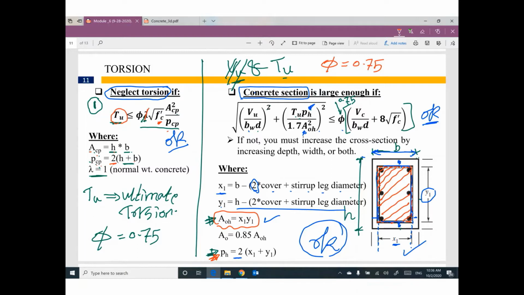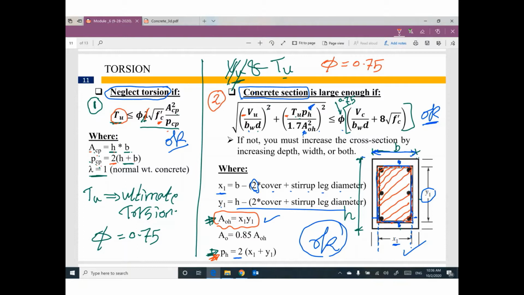This is the first check. Second check, you need to check also if this cross section is enough as concrete. I'm talking about whether the concrete cross section is enough or not. So we need to check using this expression. If you have shear, include it. If you have torsion, include it. This expression must be smaller than or equal to the right expression.